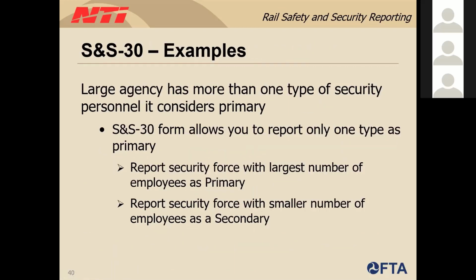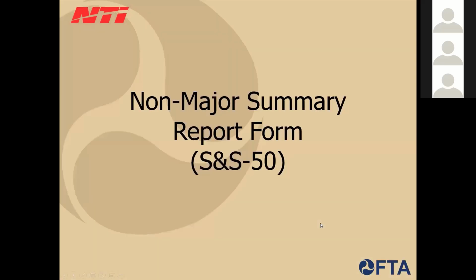NTD, again, allows for only one primary personnel type. If your agency has more than one type of personnel it considers primary, report the security force with the largest number of personnel as the primary and the smaller force as secondary. If you have any questions about SNS 30s, you can certainly check the Safety and Security Policy Manual, or you can contact any of us at your safety contact for more assistance with that.